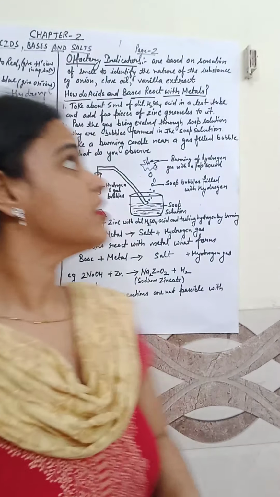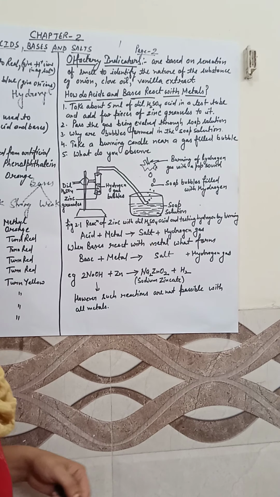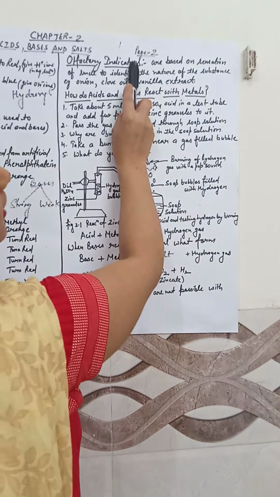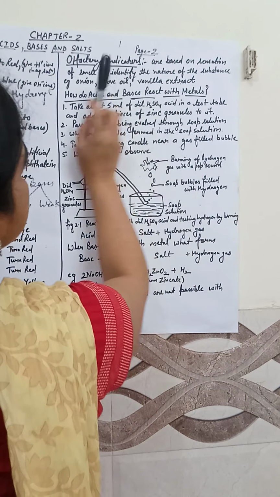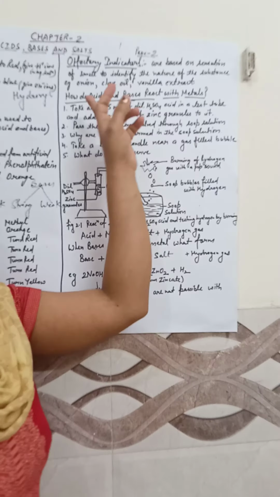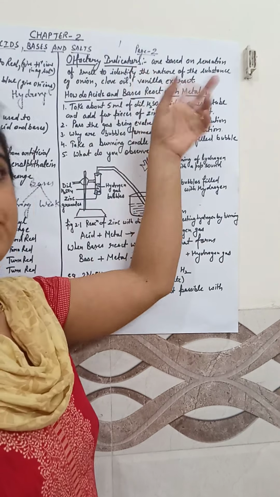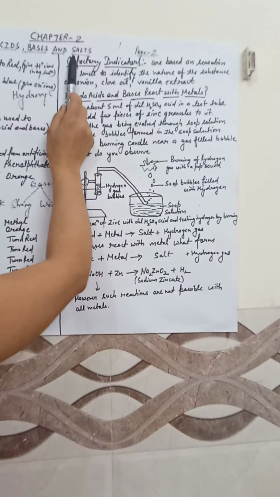Now the next type of indicators are olfactory indicators. What do you mean by olfactory indicators? Olfactory indicators are based on the sensation of smell to identify the nature of the substance. That means this indicator is used to identify the nature of the substance by its smell. So these are called olfactory indicators.